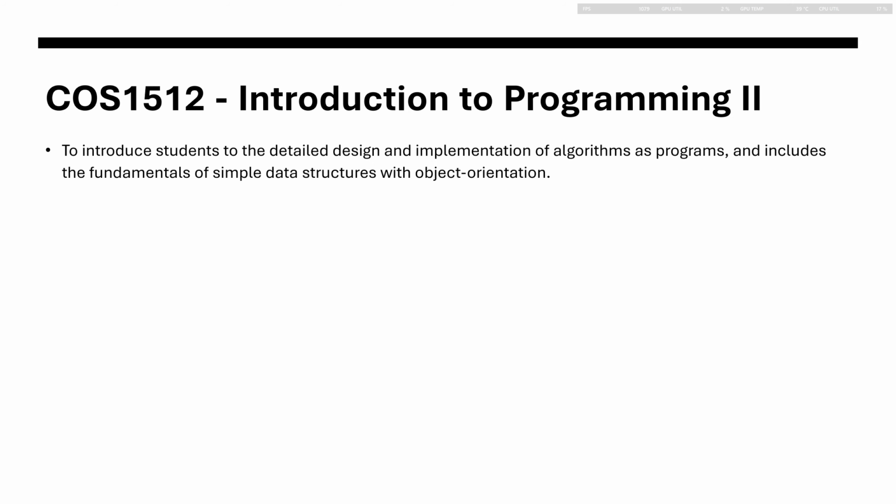Okay. Then we move on to COS 1512, Introduction to Programming 2. This is to introduce students to the detailed design and implementation of algorithms as programs, and includes the fundamentals of simple data structures with object orientation. What does that mean? Let's have a look.